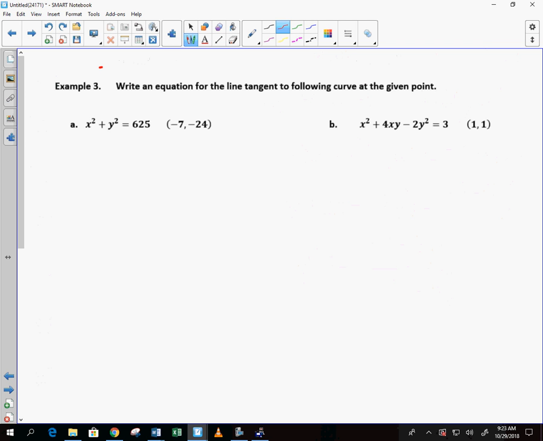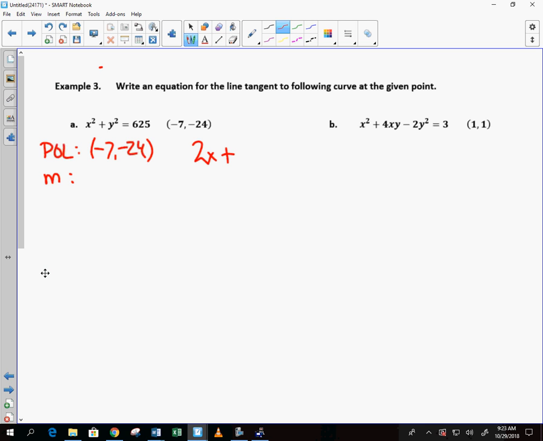Write an equation for the line tangent to the curve at the given point. Remember, this was day one, right? We keep coming back to it. In order to write an equation for a line, I need what two things? A point on the line and a slope. I know my point on my line. It's negative 7, negative 24. That was super easy. How do I find my slope? Derivative. How do we even do that derivative? Impossible.